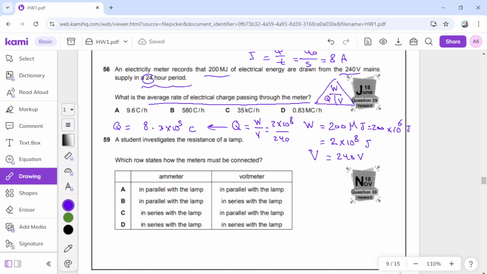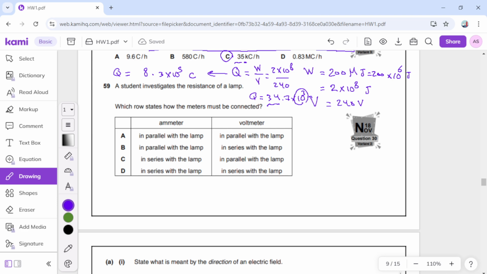So I will divide it by 24, equals 34.72. So now Q equals 34.7 multiply 10 power 3, using your calculator. Now the only number so close to 34 is 35, and this 10 power 3 is kilo, so the answer is 35 kilo coulomb per hour. This is the answer.